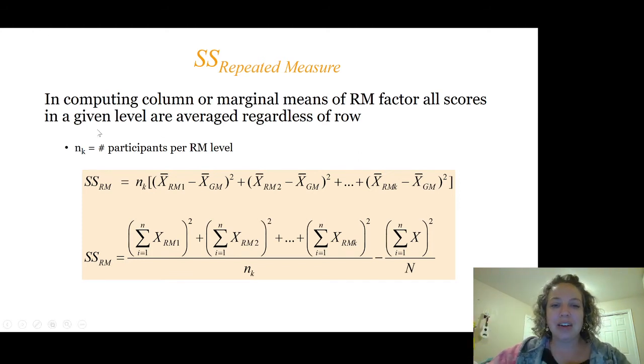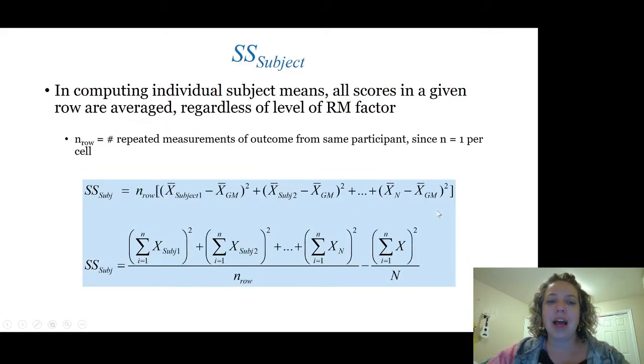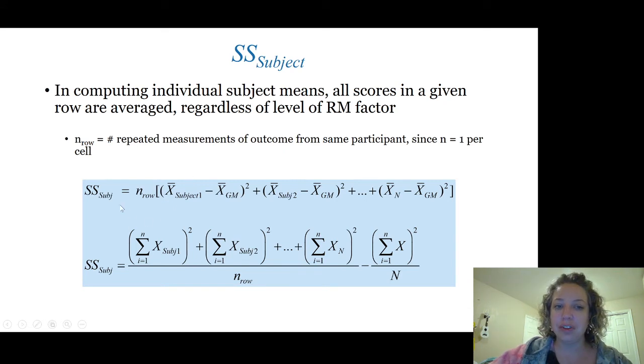So here we have a formula that looks a lot like our within groups formula. We have the marginal sample size times each margin average minus the group average squared. Looks really the same. For subjects, we get the same thing. We have each subject's average minus the grand average, each of those squared, times the number of repeated measurements in each row. And then there's the alternative formula.